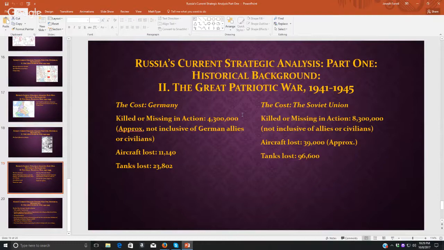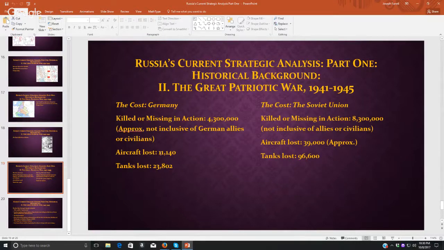4,300,000 on the side of the Axis. Principally, this is, as you note, not inclusive of German allies or civilians. This is principally and strictly German military casualties. And again, the Soviet side, you'll notice, has an almost 2-to-1 ratio of casualties, 8.3 million, and again, not inclusive of Soviet allies or civilians. This is just the Red Army. So in other words, the German kill ratio here is about 2-to-1.